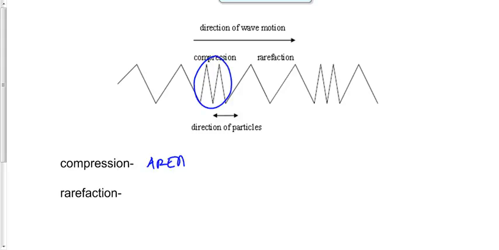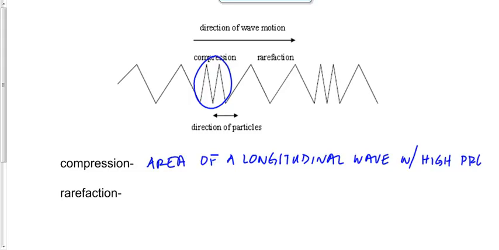The area of a longitudinal wave with high pressure, or high density. The wave is scrunched together versus the area that follows it and leads it, which is what we call a rarefaction. This one right here, which is the area of a longitudinal wave with low pressure or low density.